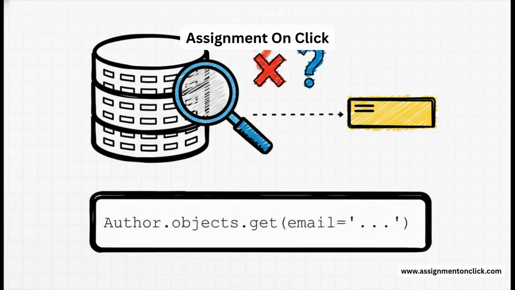Okay, what about getting data out, reading it? Well, if you need to pull out one and only one specific record, the .get method is your best friend. Here we're asking for the one author with this exact email. Now, .get is strict. If it finds 0 results or more than 1, it'll raise an error. And honestly, that's a good thing. It forces you to be precise about what you're looking for.